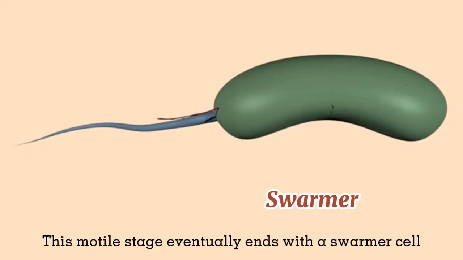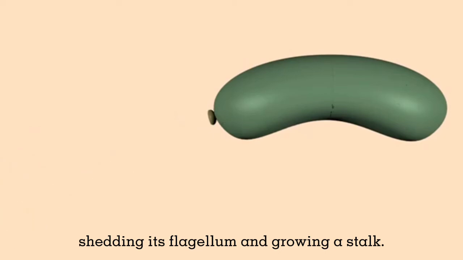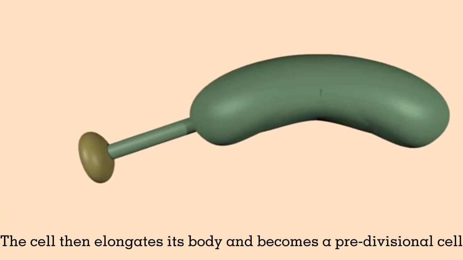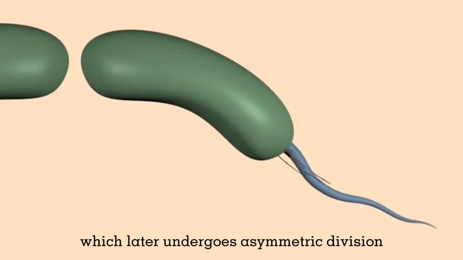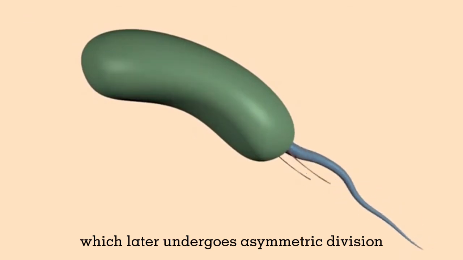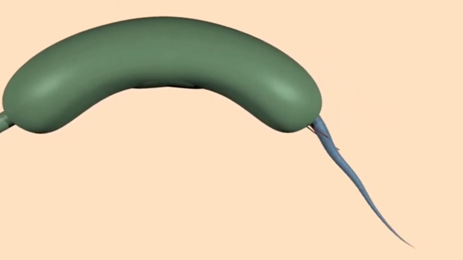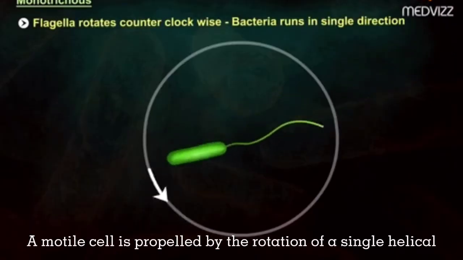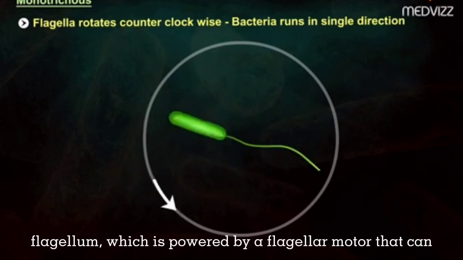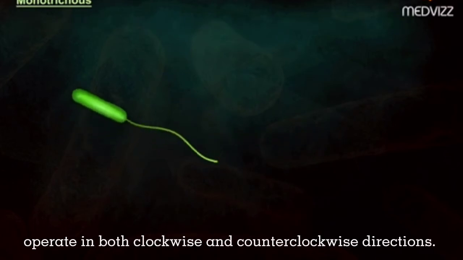This motile stage eventually ends with the swarmer cell shedding its flagellum and growing a stalk. The cell then elongates its body and becomes a predivisional cell, which later undergoes asymmetric division and gives rise to a stalk mother cell and a flagellated daughter cell. A motile cell is propelled by the rotation of a single helical flagellum, which is powered by a flagellar motor that can operate in both clockwise and counterclockwise directions.